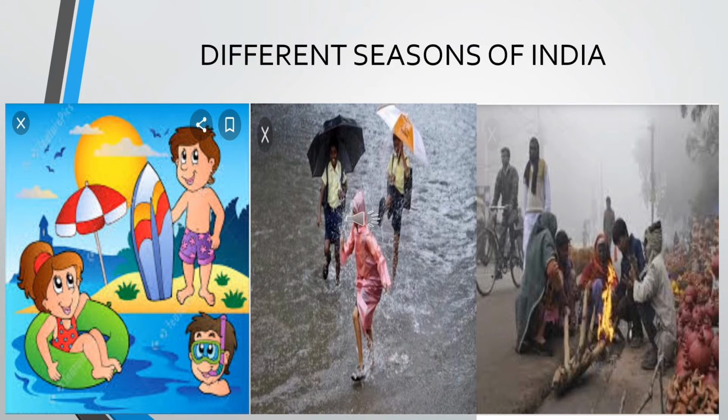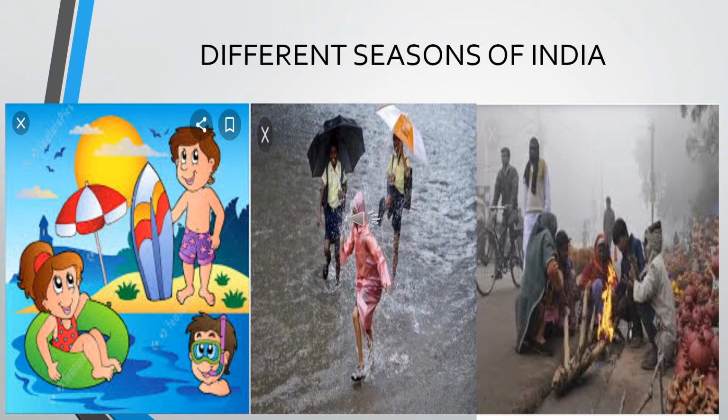So students, as you can see on your screen, the first picture here is of the summer season. In India we have different seasons: autumn, winter, summer, rainy, spring. In the first picture we can see the summer season. Children are enjoying the full sunny day and they are swimming also. In the second picture you can see the rainy season. Students are enjoying the rainy season to the fullest.